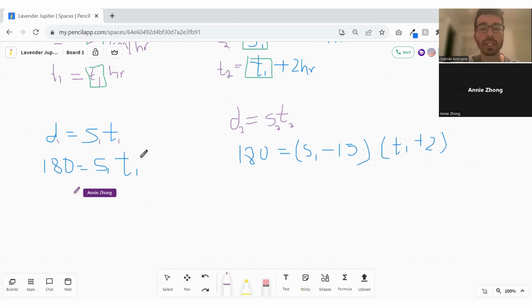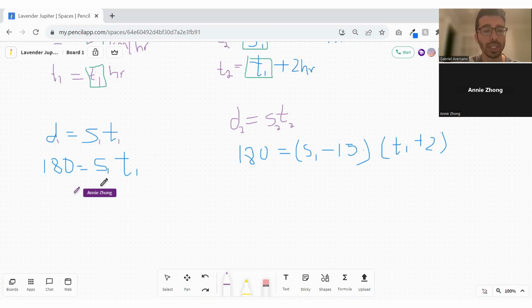You might notice that both these equations are actually equal to 180. Yes. So technically, you could put speed 1 times time 1 and put it right here. But the reason why you don't want to do that is because it doesn't get rid of any variables. The whole point of substitution is so that you get rid of one of your variables and you're left with one equation with one unknown that you can solve for. Oh, okay, got it. Yeah, so we won't do that.